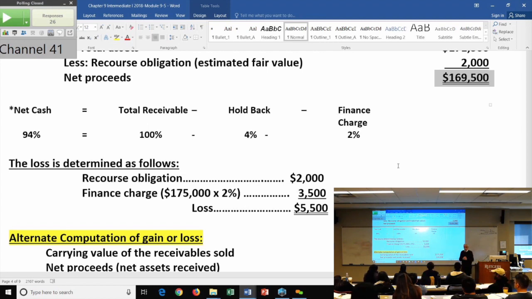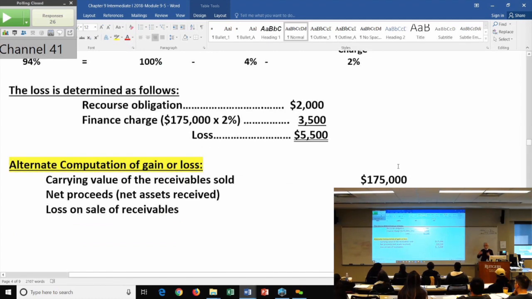Now, I'm just showing you, what I like to do is show you more than one way to calculate it because of a lot of things. One, what if you don't have all the information? And I think this is a lot more logical because, look, this is what I sold. I sold an asset that is on my books at 175. This is what I received. The difference is the loss. You're not going to receive more in this case. It's always going to be a loss because of the factoring cost.